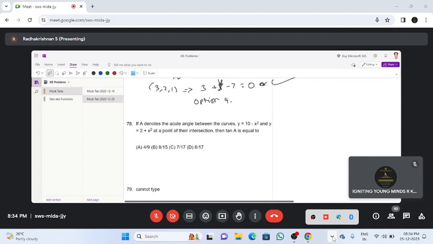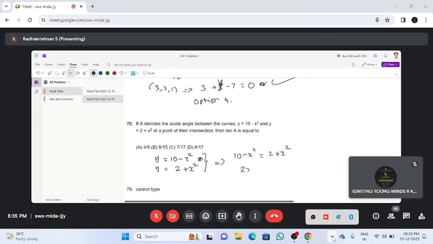Very good, very good. That's all you have to do. So what answer did you get? 8 by 15. Yes, sir. Good. So everybody followed? See, at the point of intersection, y equal to 10 minus x square and y equal to 2 plus x square, they match. So that means 10 minus x square equal to 2 plus x square. This is the additional thing that you have to do in addition to what you said, Tino.